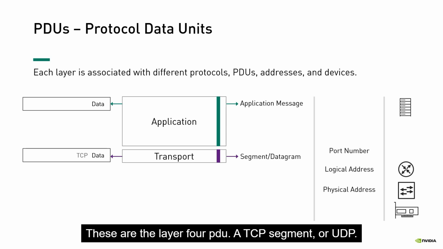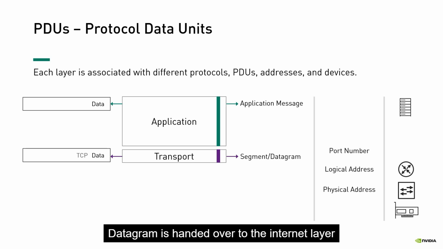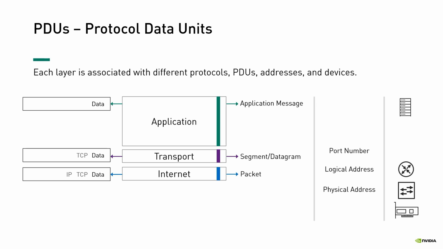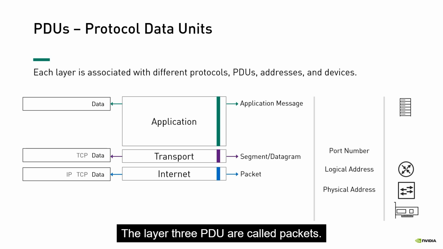A TCP segment or UDP datagram is handed over to the internet layer and is further encapsulated with the layer 3 header, containing, for example, source and destination IP addresses. The layer 3 PDUs are called packets. Packets are routed in the network by layer 3 devices called routers.